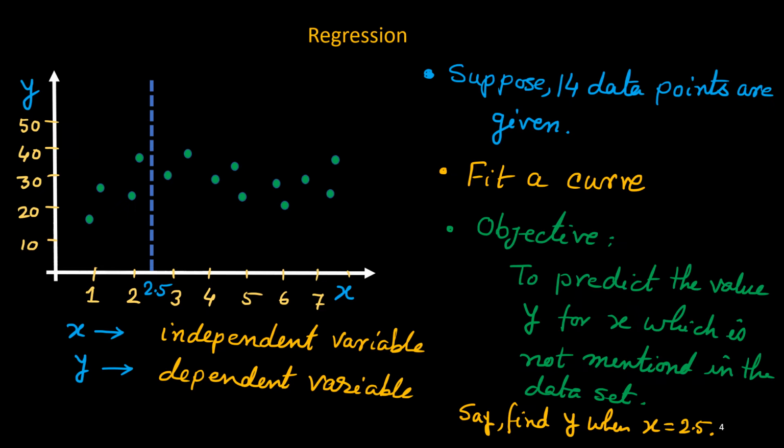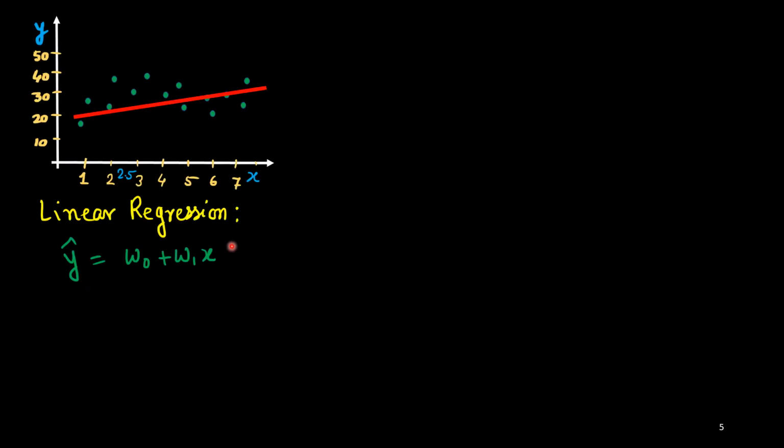Now, we can try to fit one straight line through these points. In that case, we'll consider y hat, the predicted value, equal to w0 plus w1x. This is the equation of a straight line. So we can find these two coefficients w0 and w1 such that this straight line will fit in an optimal sense. That means it will create minimum error. So in the best way, we can fit this straight line.